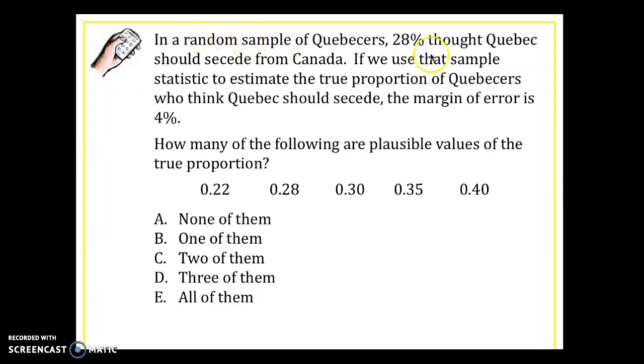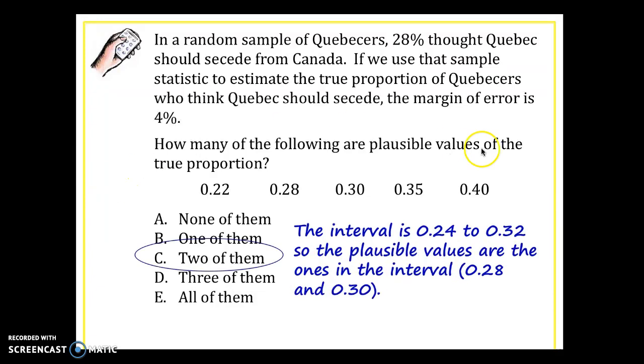So in a random sample of Quebecers, 28% thought that Quebec should secede. So the same data as before, our confidence interval is 24% to 32%. How many of the following are plausible values for the true proportion given the confidence interval? And that would be 2. The confidence interval was 24 to 32%, and we've got 28 and 30 in that interval.